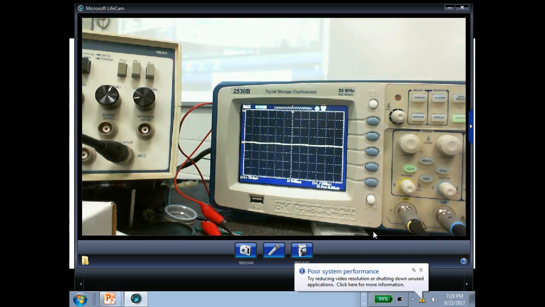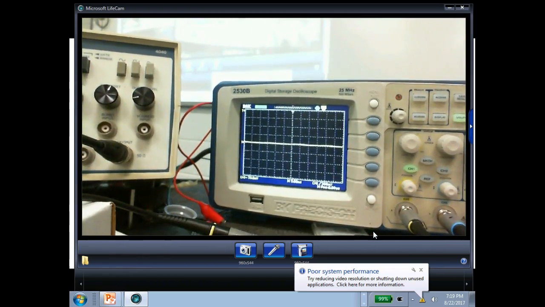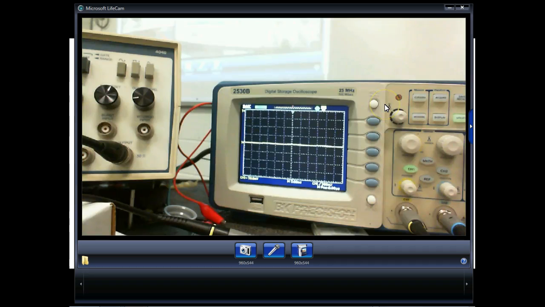That's it. Y'all can touch it too. Of course, I got the scope turned down to 50 millivolts per division, but it's still picking up pretty good.